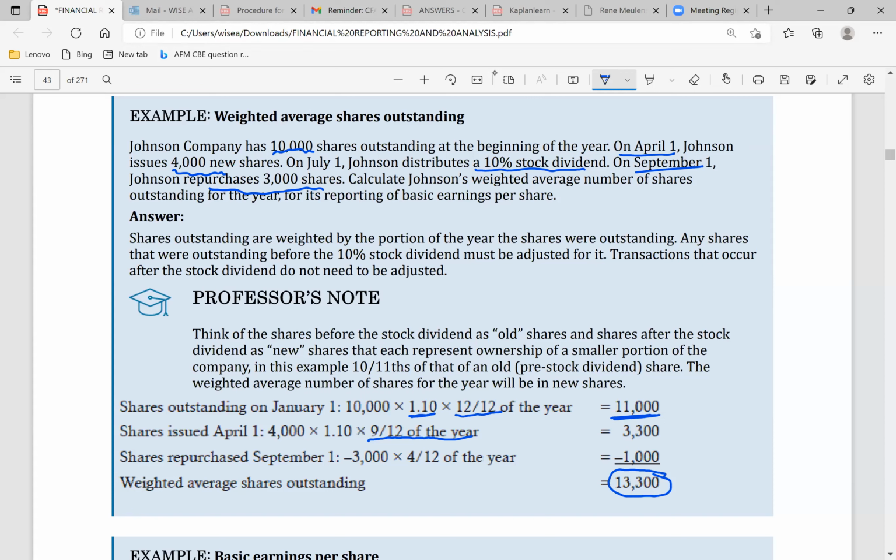So this key final point: a stock split or stock dividend is applied to all shares outstanding prior to the split or dividend and to the beginning of period weighted average shares. A stock split or stock dividend adjustment is not applied to any shares issued or repurchased after the split or dividend date.